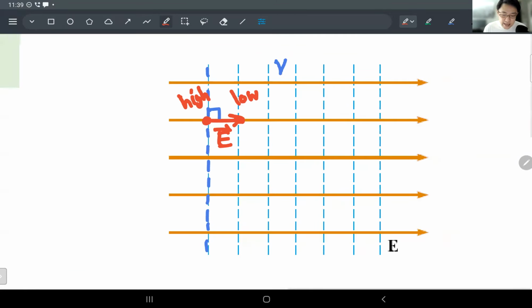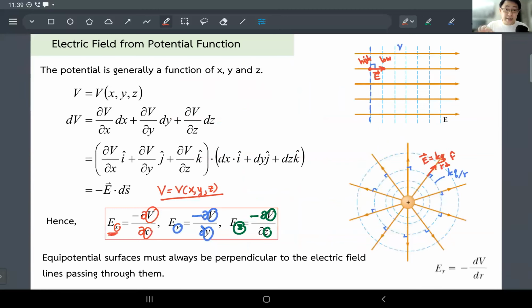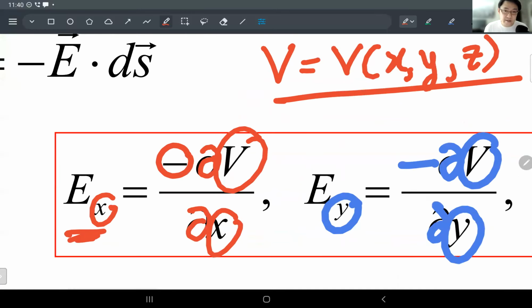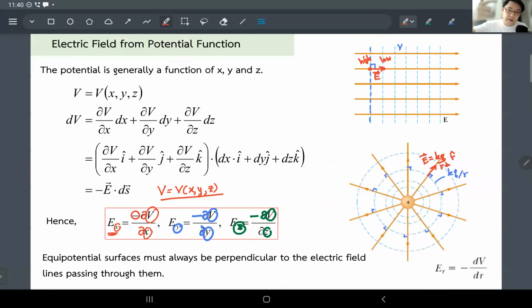If you study this from calculus, when you have a positive derivative, it means that you have an increasing function, right? But in physics, we define the electric field to point from high potential to low. That's the reason why we have to slap that negative sign in front, just to flip the vector down to point to a lower value of potential all the time. And that is it that I want to show you guys today. Okay.